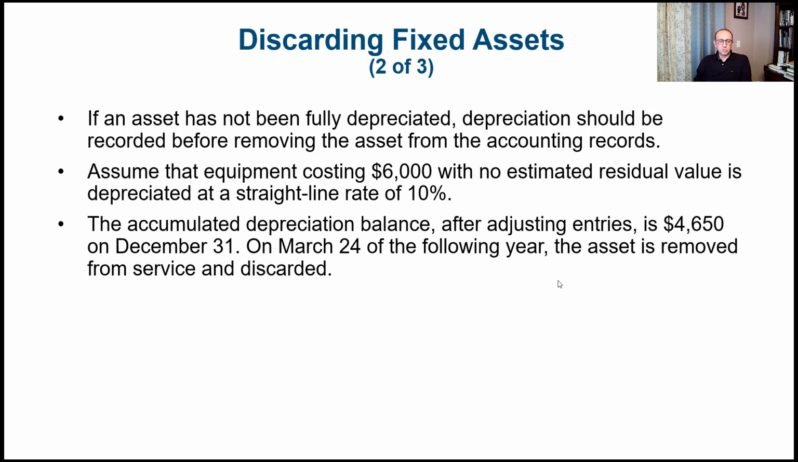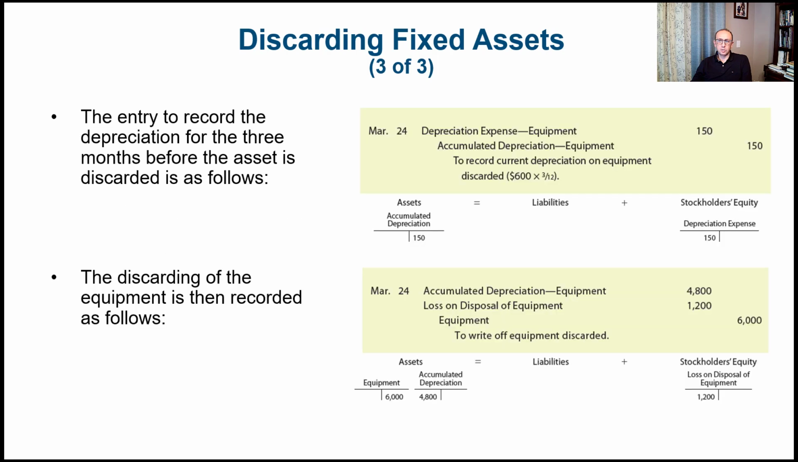The first thing we need to do is to calculate the depreciation expense for these 3 months and add it to the accumulated depreciation. Then we are going to see how much is the book value of that asset after we update the accumulated depreciation. So the first journal entry here is to record the depreciation for the 3 months before the asset is discarded. As we said, the annual depreciation is $600, multiplied by the 3 months. Remember, it was March 24th. We're going to round it up to March 31st, so it's going to be January, February, and March. That would be 3 months. We multiply by 3/12, and it's going to be $150. And we just do a regular depreciation expense entry. We debit depreciation and we credit accumulated depreciation.